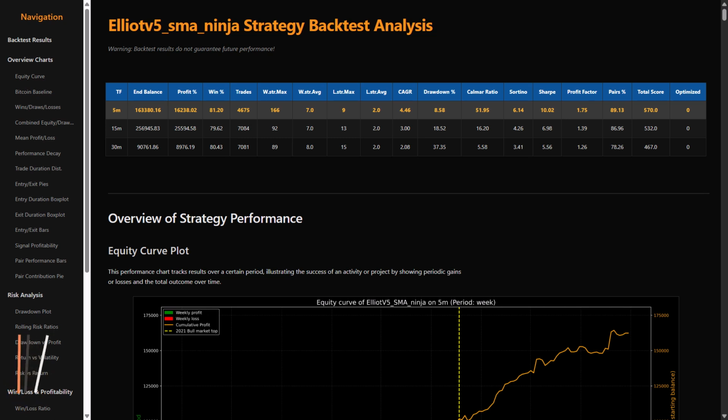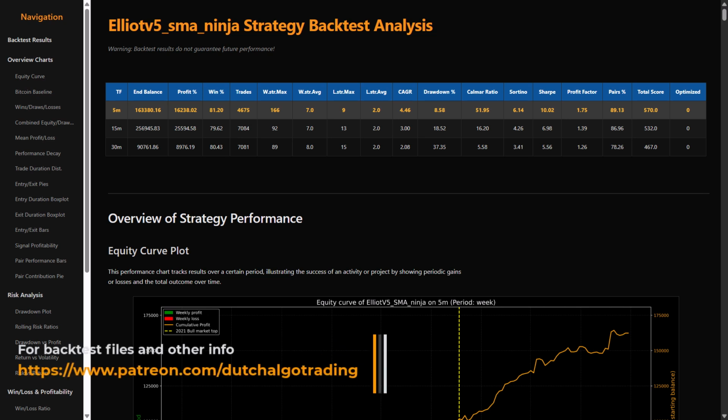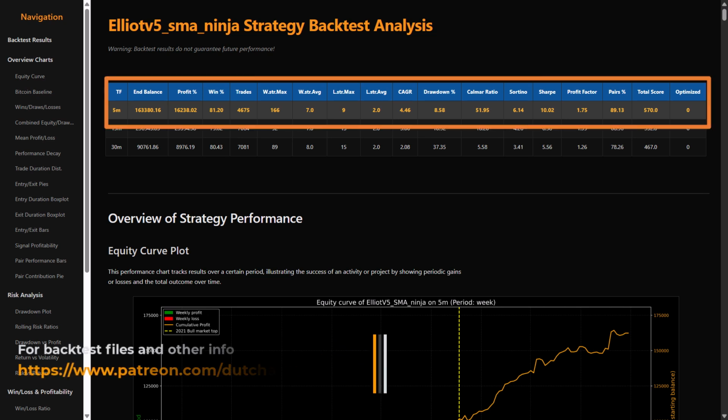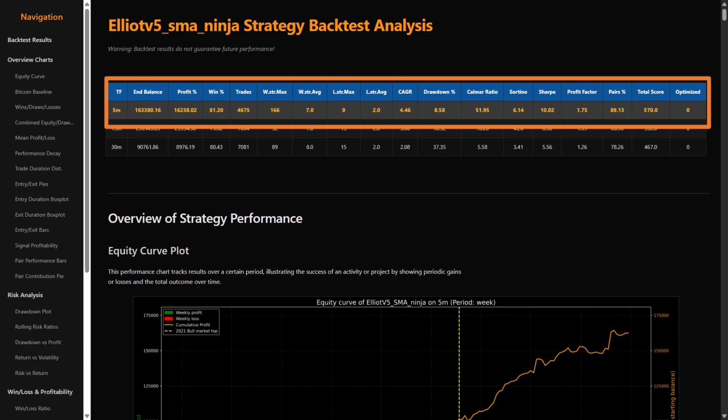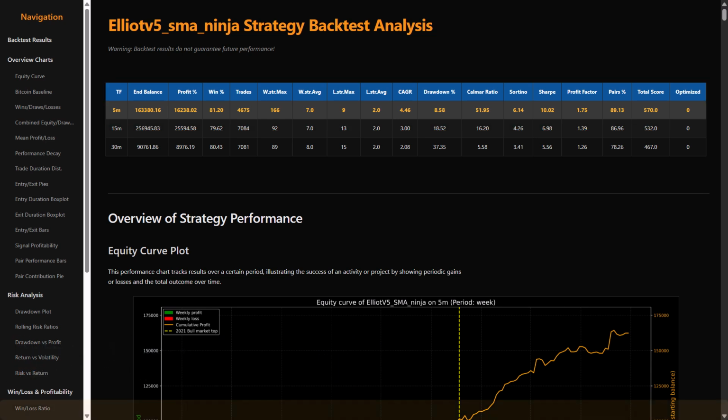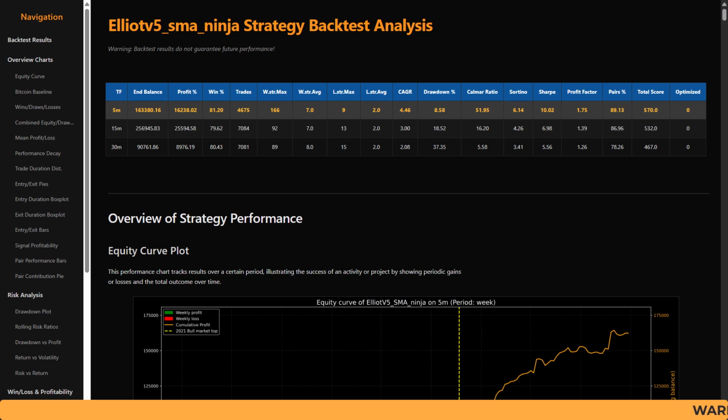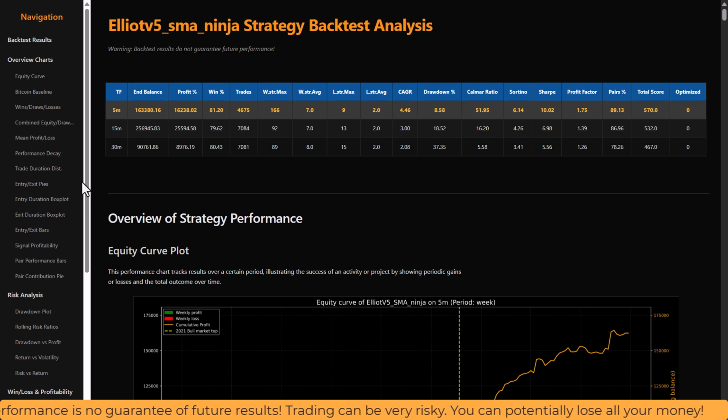You can always download the code and these backtest results from my Patreon site. The hypothetical profit was over 16,000% with a win rate of 81%. The number of trades was also over 4,600 and the drawdown was slightly less than 9%. Calmar, Sortino, Sharpe are all very optimistic and also very important, 89% of the pairs that I use for tests were profitable. Again, these results are from the backtests and they look best in strong bullish markets.